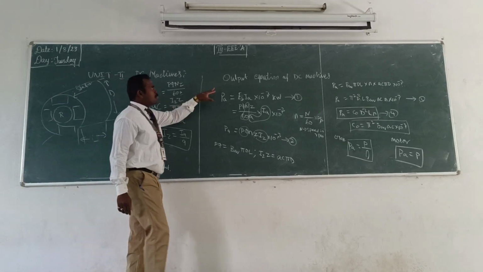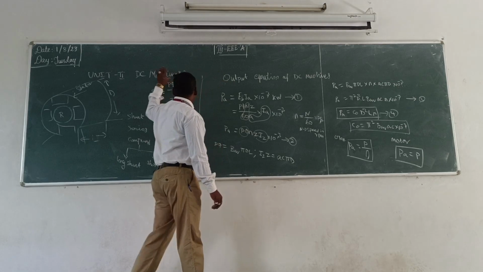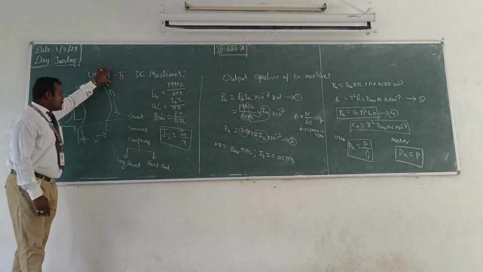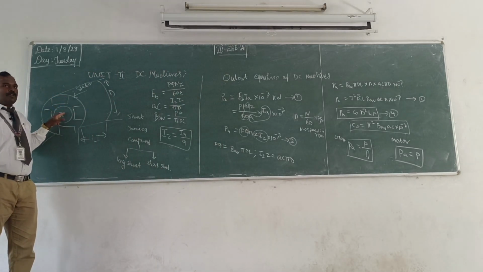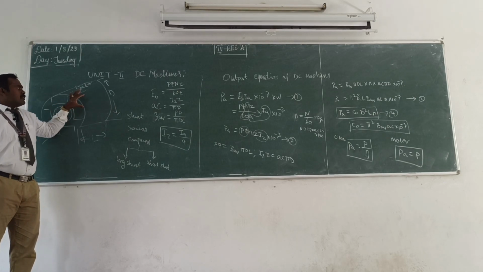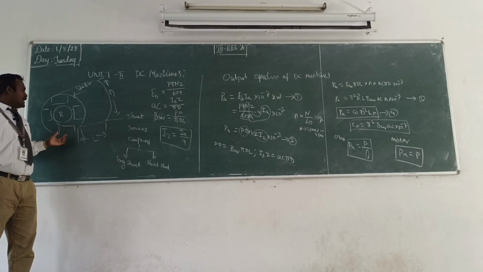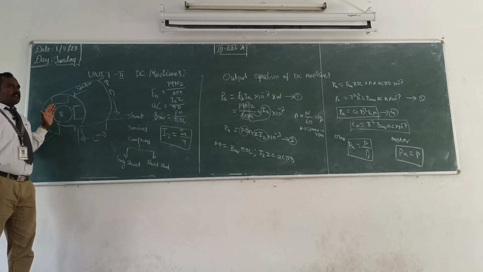Today we are going to discuss the output equation of DC machines. It is the first topic in DC machine design. Normally a DC machine has two different parts and three different categories. The two parts are the stator as well as the rotor, and apart from that it has many mechanical parts, that is the yoke as well as the commutator, brushes, bearing, etc.